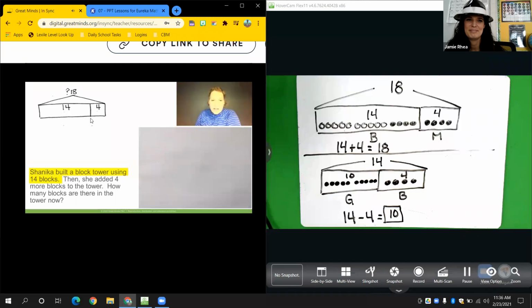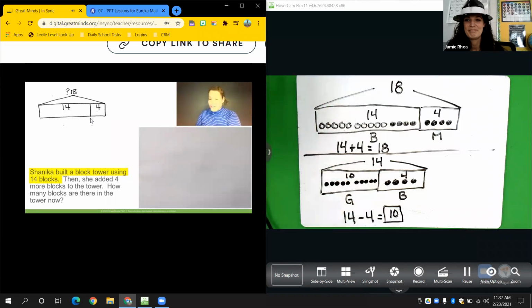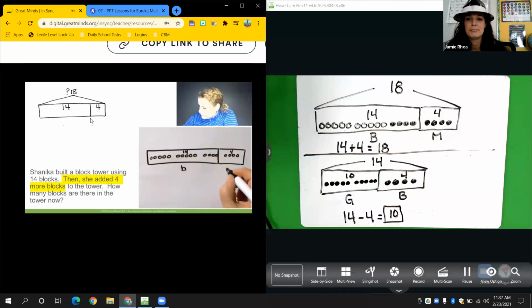Shanika built a block tower using 14 blocks. Can I draw something? What can I draw? Well, I can draw a tape. This part of the tape represents the 14 blocks that Shanika started with. It says then she added 4 more. Can I draw something? I can add 4 more. The question is, how many blocks are there in the tower now?